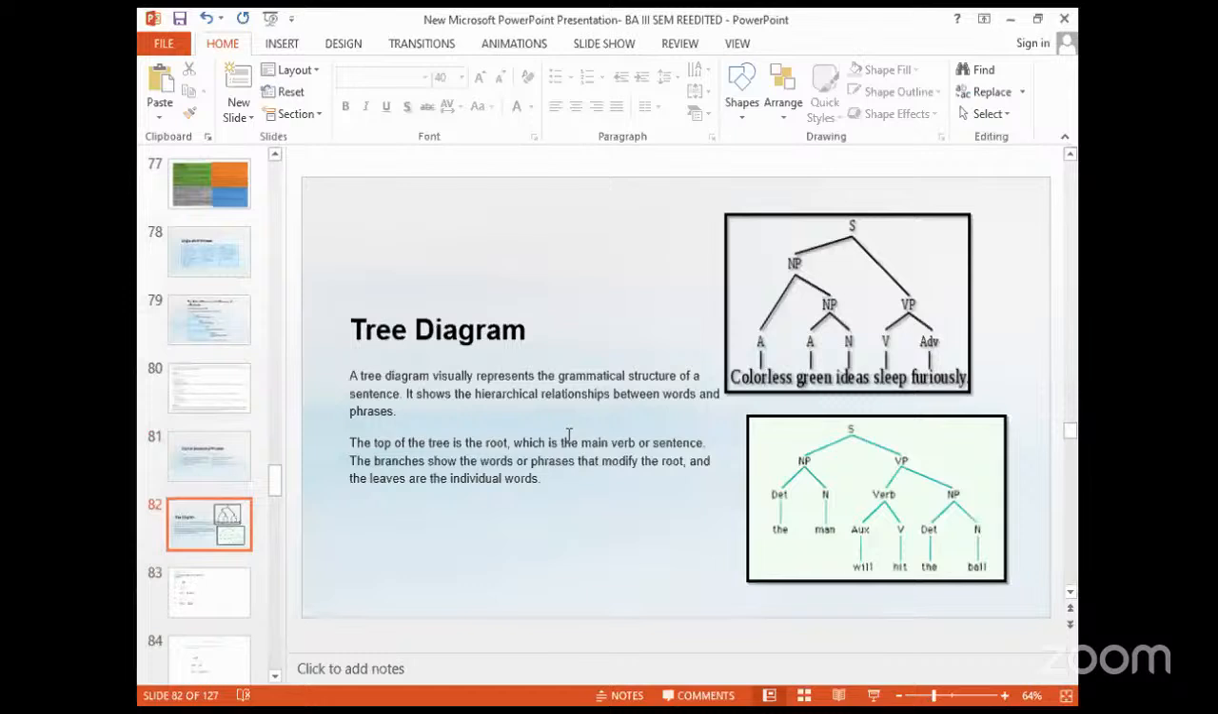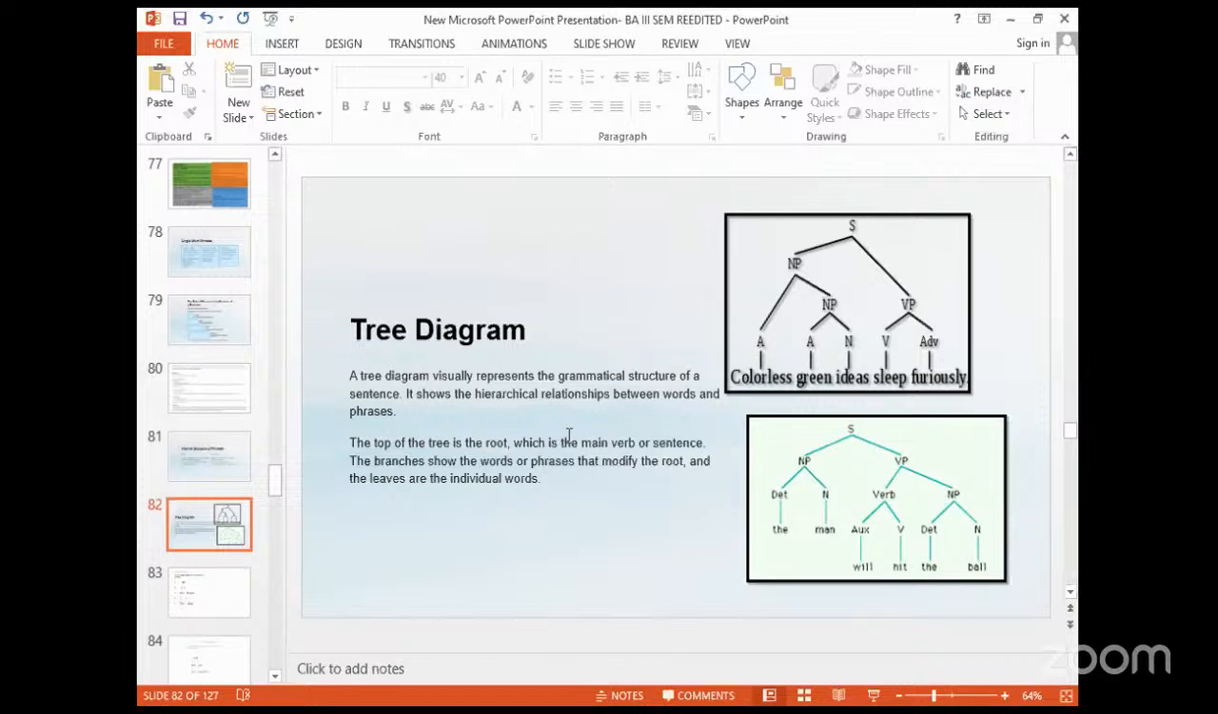So now this is how a tree diagram of these phrases look like. If you look at the sentence, you have a noun phrase and a verb phrase. If you look at it, colorless green ideas sleep furiously. That is the first sentence. And next also there is a noun phrase and there is a verb phrase. For example, the first one, let us look into it.